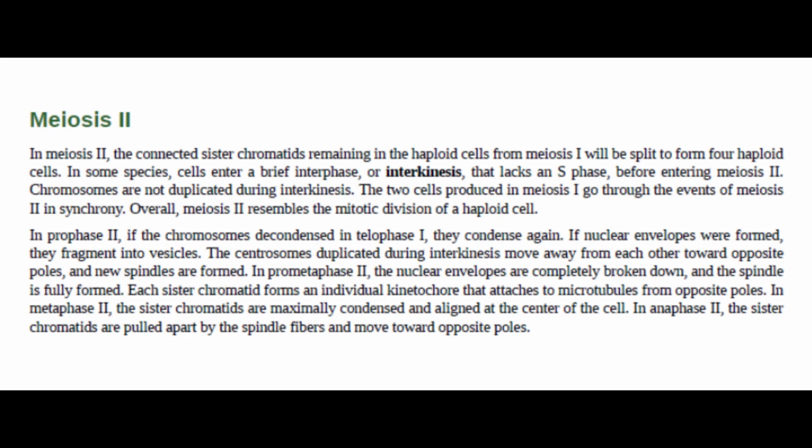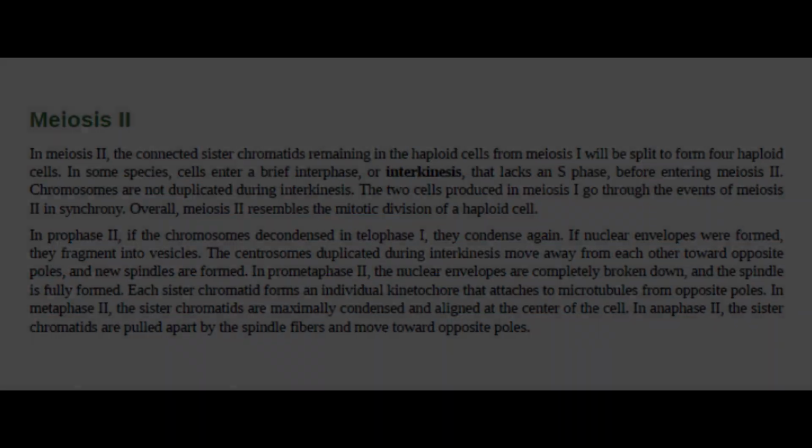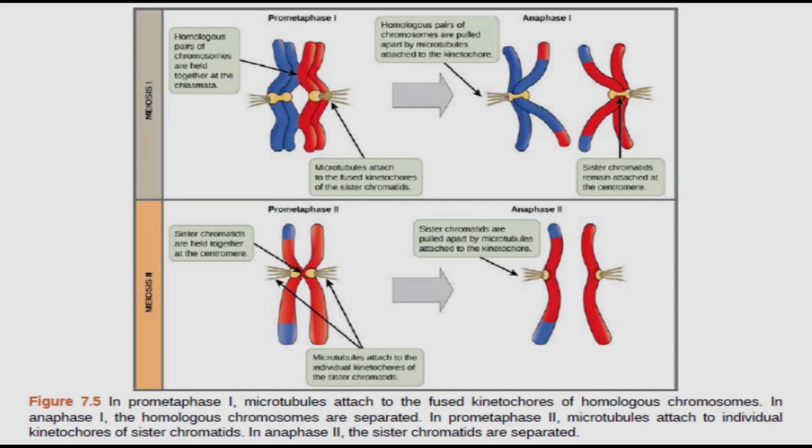In metaphase II, the sister chromatids are maximally condensed and align at the center of the cell. In anaphase II, the sister chromatids are pulled apart by the spindle fibers and move toward opposite poles. Figure 7.5. In prometaphase I, microtubules attach to the fused kinetochores of homologous chromosomes. In anaphase I, the homologous chromosomes are separated. In prometaphase II, microtubules attach to individual kinetochores of sister chromatids. In anaphase II, the sister chromatids are separated.